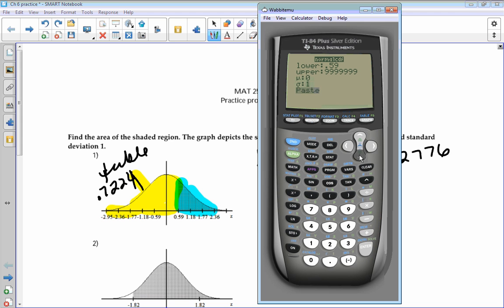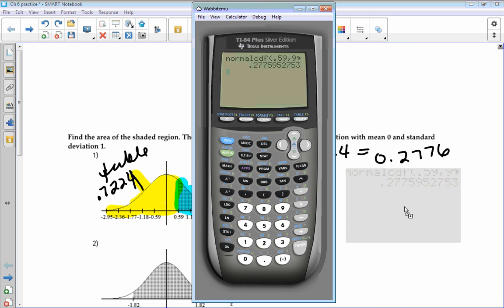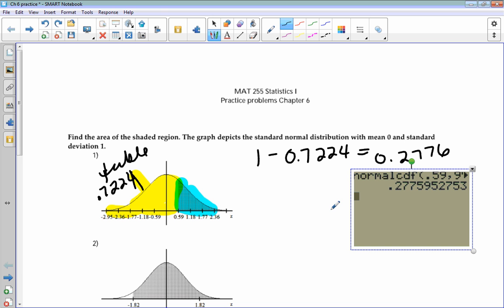And then I'm going to cursor down to paste. Remember, those with the other version would be having a parenthesis, 0.59, comma, 99999, comma, 0, comma, 1. You're going to close your parenthesis. I'm going to hit enter to paste, and I'll have the exact same thing that you have on your screen. Once that's there, we press enter, and we find that the area is 0.27759, which of course would round to 0.2776.